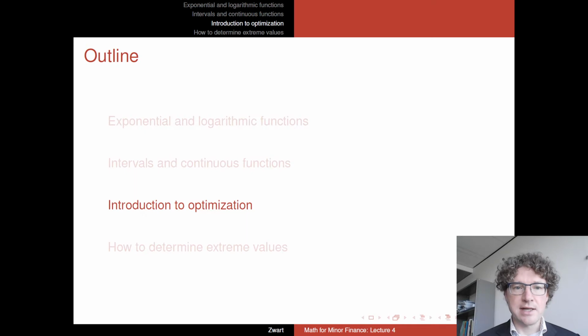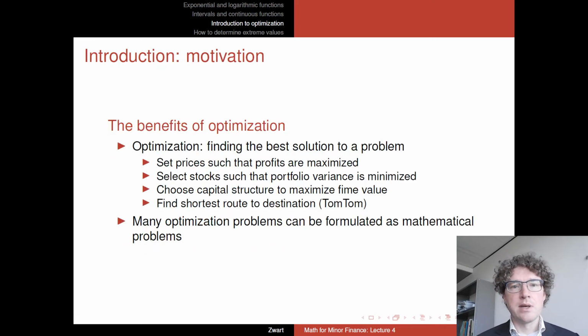So with that said, let's go to optimization. Let me first motivate why we do this. Well, optimization is basically finding the maximum or finding the minimum to some mathematical problem. That's one of the core uses essentially of mathematics in economics, but also in various other fields.